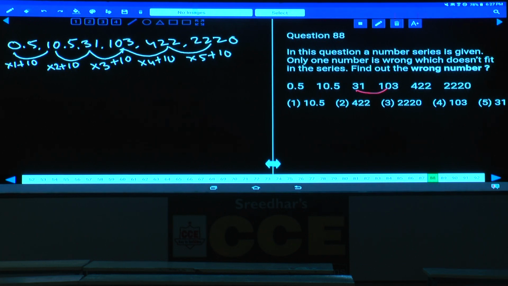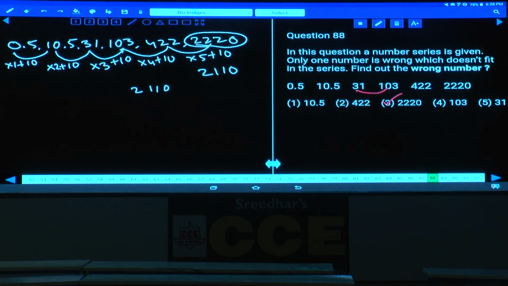This is also correct. Next one, 422 into 5 is how much? 2110, isn't it? 2110 plus 10 will be 2120. Then 2120 should be the number. Here it is given as 2220. Hence what is the wrong number here? 2220 is the wrong number, and the correct number is 2110. That is choice 3. Each of these numbers is multiplied with 1, 2, 3, 4, 5, then 10 is added.